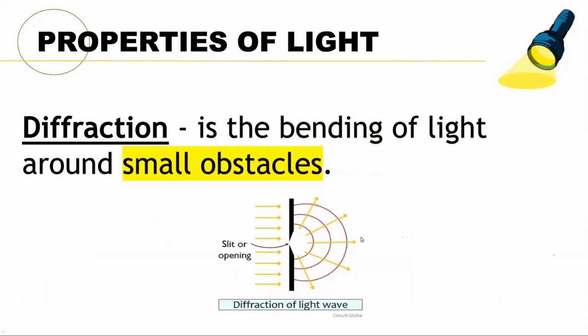Okay, let's proceed to diffraction. It is the bending, okay? Take note, bending of light but around small obstacles. So there is a slit or opening in this material as you can see here. Once the light passes through that opening or slit, the light will diffract, no? It will go into different directions.